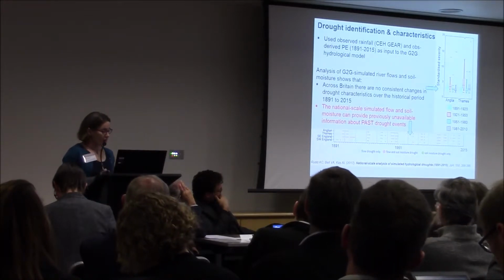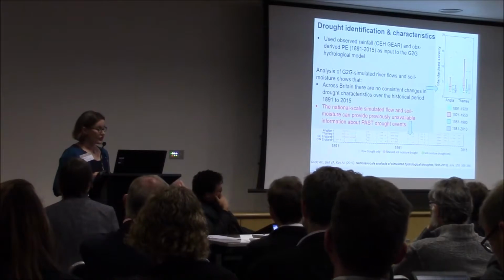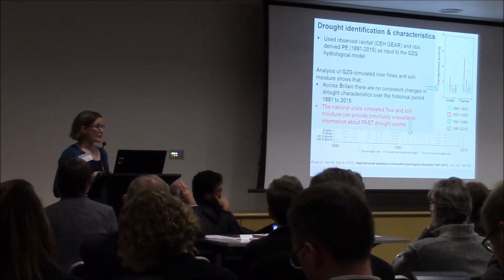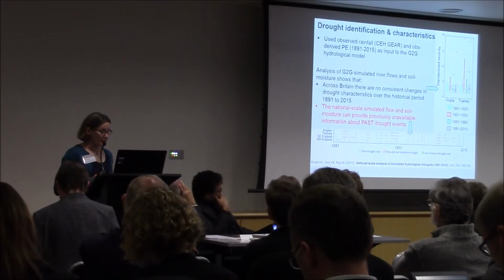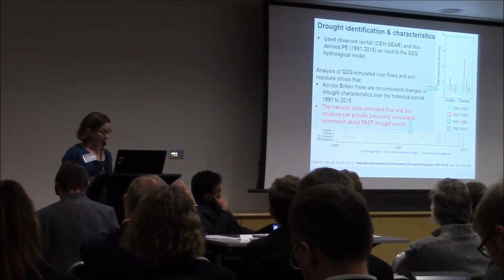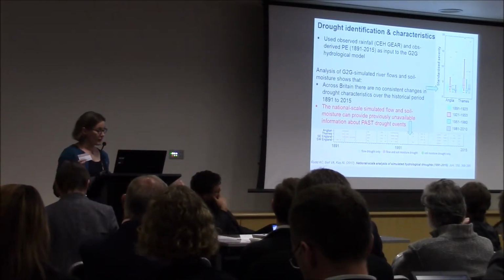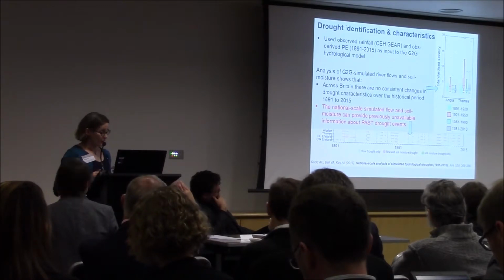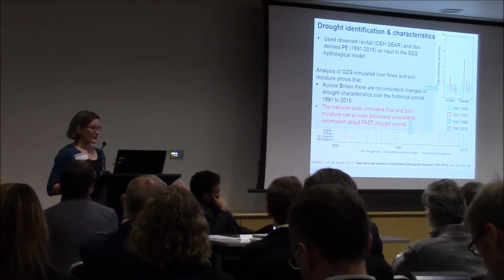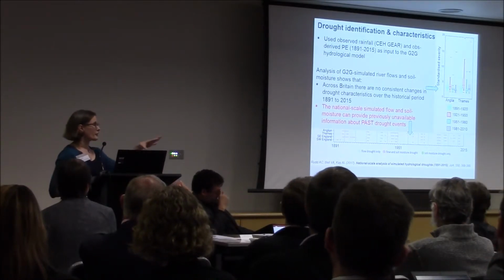Analysis of these results has shown, surprisingly, that there were no consistent changes in drought characteristics over the historical period. But there's an awful lot of research coming out of this, and what these long-term runs can show us is that they can provide previously unavailable information about past droughts, as you can see here. This work's been written up in a paper by Annie Rudd. I think there's a copy at the back on the side, and there's a poster over there you can look at as well.